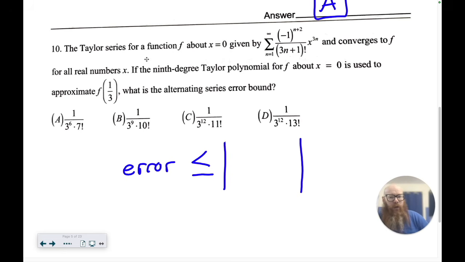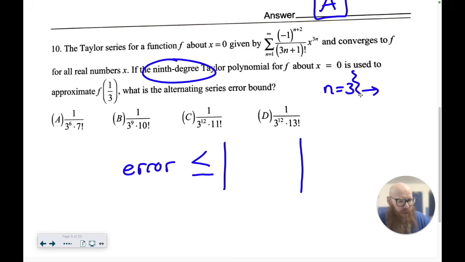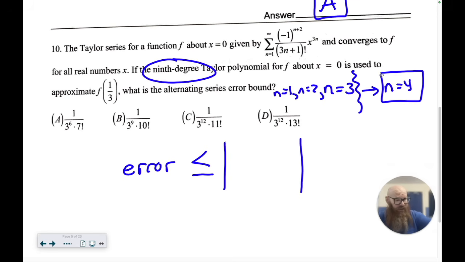If we look here, the way I get a 9th degree polynomial is when n equals 3, because when I plug in n equals 3, I get x to the 9th. So I'm basically chopping it off. I'm doing n equals 1, n equals 2, and they're being added together, and then I'm stopping at n equals 3. Then n equals 4, whatever that is in the series, is going to be my error bound, or my error term, we can call it.